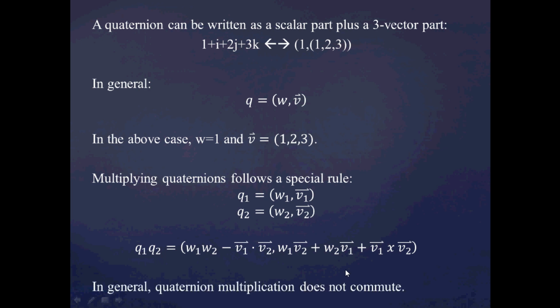And in general, quaternion multiplication is non-commutative. That is to say that Q1, Q2 is not the same as Q2 times Q1. Now, quaternion multiplication is a little bit complicated, but the only thing I'm really going to be doing in this video is taking powers of quaternions which have the form 0, v. That is, quaternions which have 0 as a scalar part. I'm going to calculate things like q squared, q cubed, q to the fourth, q to the fifth, and so on. So let's start calculating some powers of q.